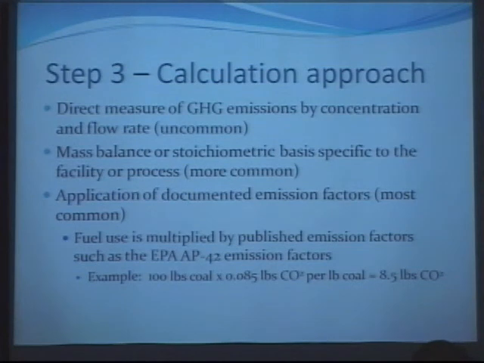But the most common way is to look at your bills, your purchasing, and say, well, I purchased 100 pounds of coal, and I think I used about 100 pounds of coal. And the EPA AP 42 says that it's 0.085 pounds of carbon dioxide per pound of coal, so I'll multiply my coal by that factor, and now I know how much CO2 I emitted. And you can get emission factors for your methane and your nitrous oxide and your other greenhouse gases also. So that's the most common way, is to look at your fuel use.